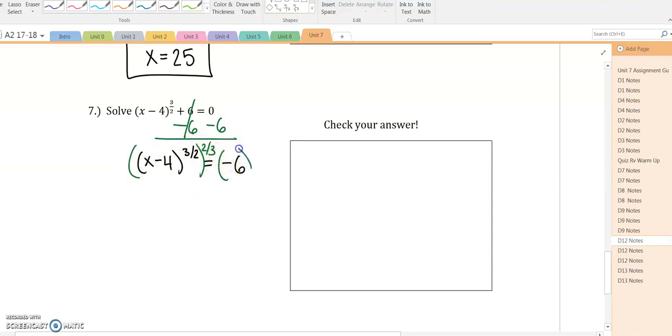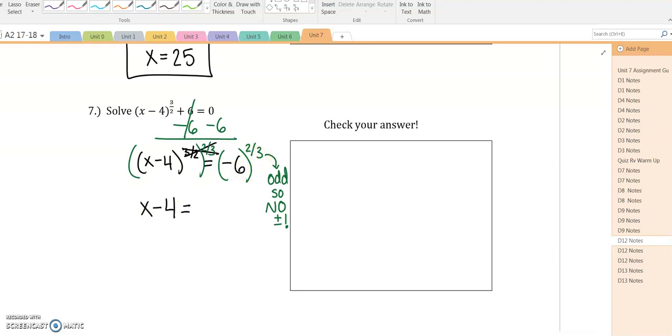And see how this is a negative number? That means parentheses are important. Okay, I'm going to look at the bottom number. That is odd, so no plus or minus. Okay, so here these just cancel out. I'm just left with x minus 4.